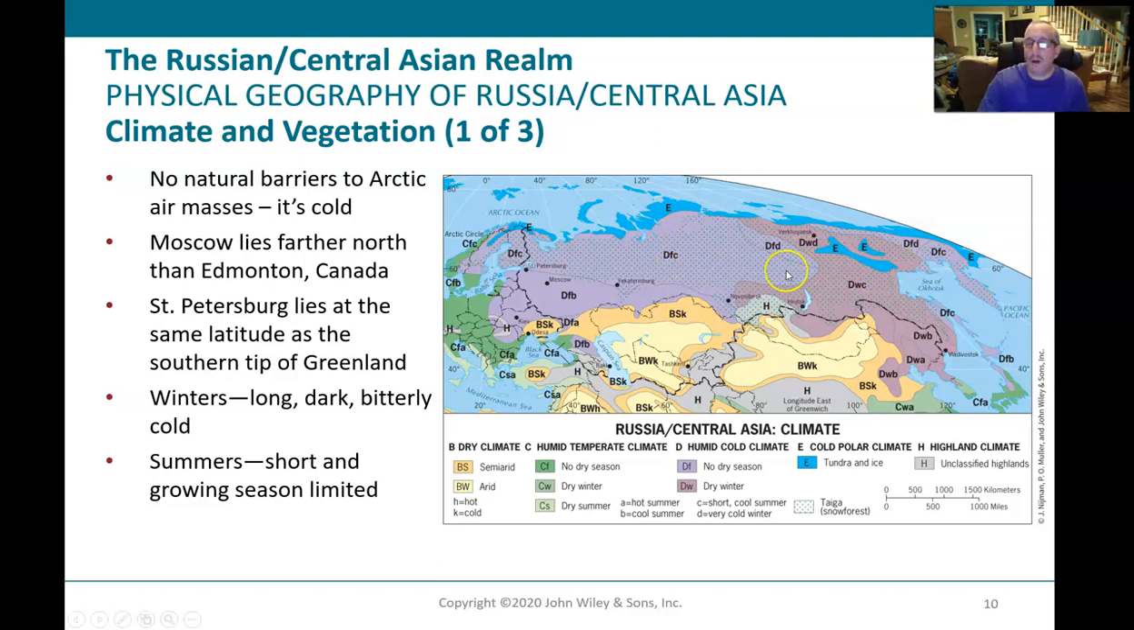Your D climates are going to be more of your humid cold climates. That's what you're going to find in Canada a lot. That's much further north than we are in North America, but that is what dominates Russia, your humid cold climates. And then as you get more south in Russia, down around the Central Asian countries, you're seeing these arid and semi-arid climates down here to the south of Russia.